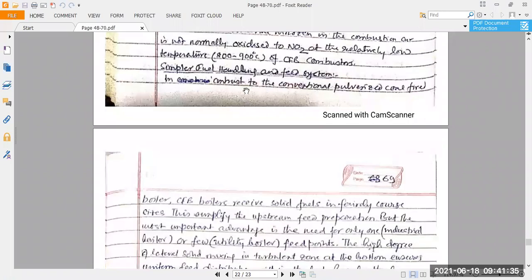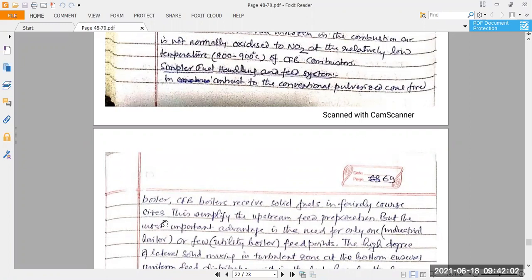In contrast to the conventional pulverized coal boiler, a CFB boiler receives solid fuels in a fairly coarse size. In a pulverized fuel boiler, we have to break the coal up to a certain size, which takes additional work and more time. But in this boiler, the solid fuel is primarily coarse fuel.